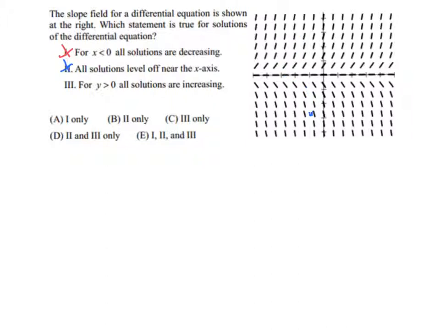Finally, for y greater than 0, all solutions are increasing. Well, y greater than 0 means we're up in these two quadrants, first and second. Y is greater than 0. And if we have a y greater than 0, certainly it is an increasing solution. So C.